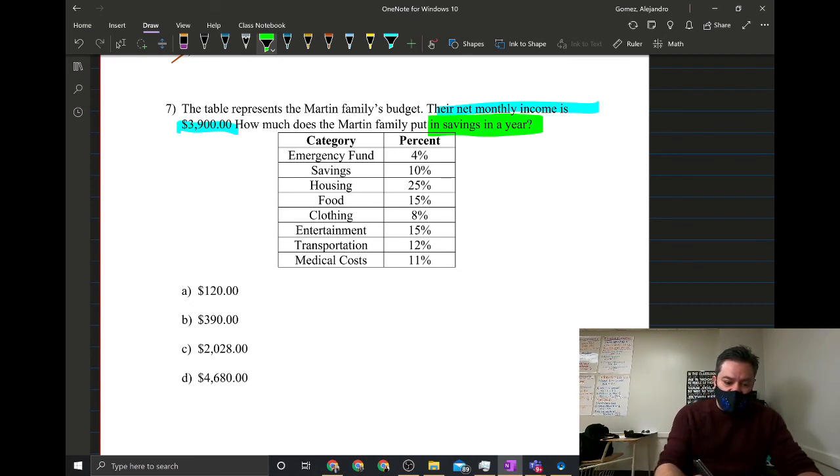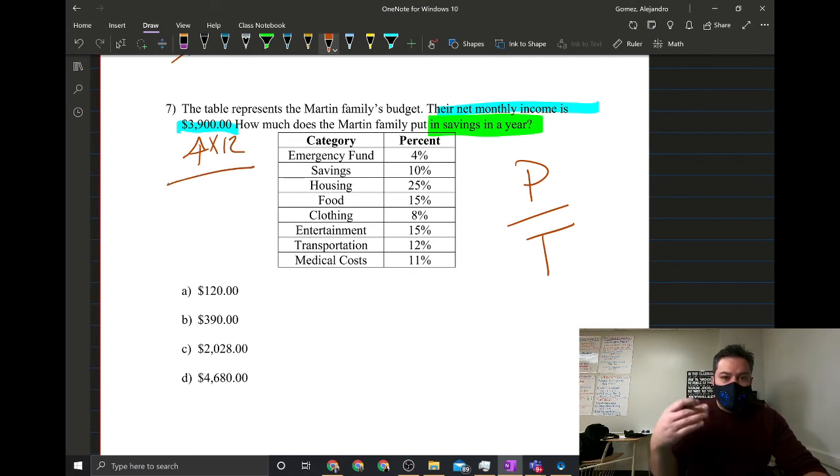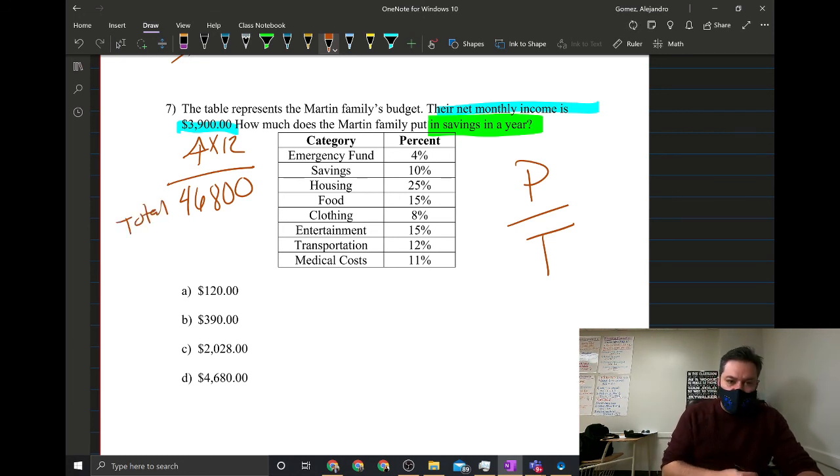And this is just going to be a simple part over total. The total is going to be my yearly income. But the thing is, they give me 1 month, not the whole year. So how can I find the amount that they're going to make in a year? Easy. All you have to do is multiply this times 12, because a year has 12 months. And when I multiply 3,900 times 12, I get $46,800. And now this is going to be my total.